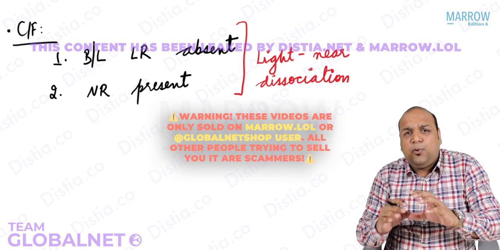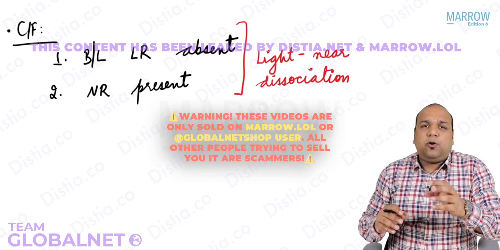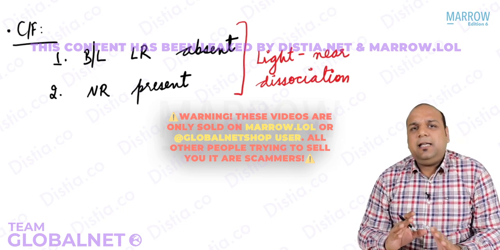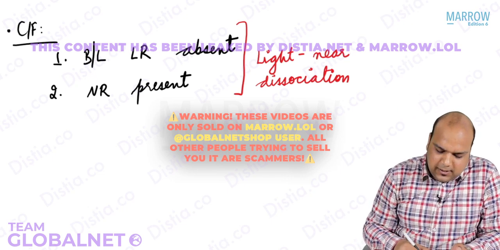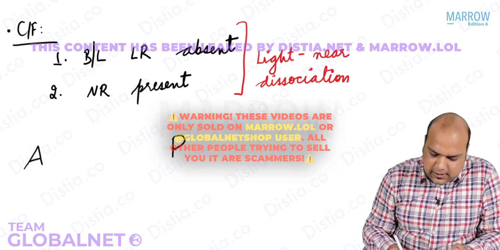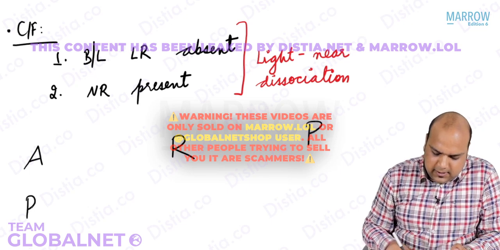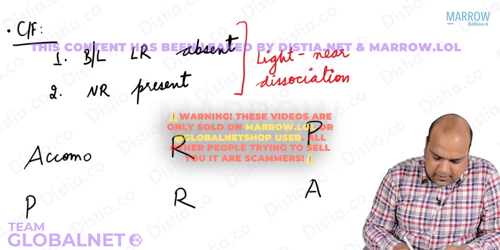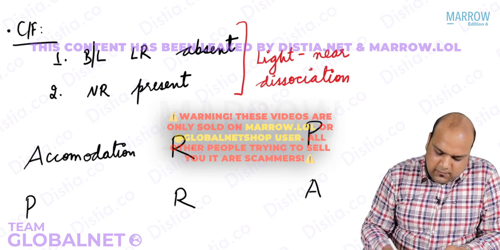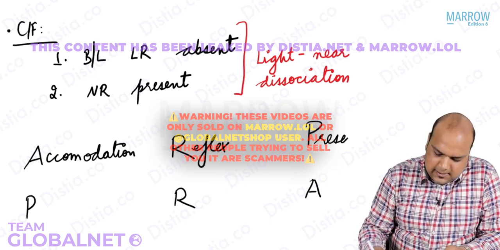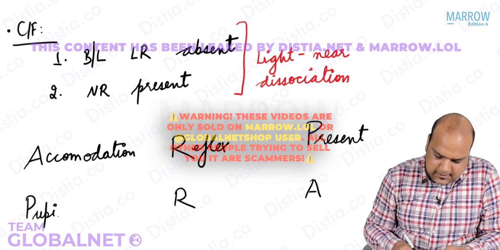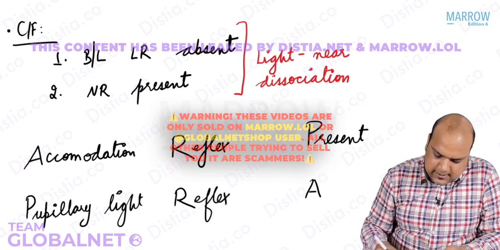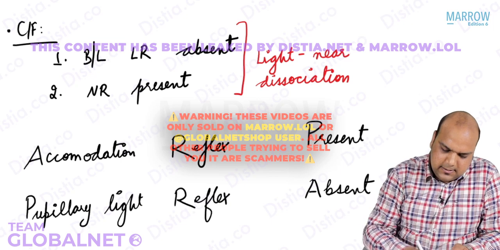Light near dissociation: normally both these reflexes should either be present or both should be absent. In this case, light reflex is absolutely absent and near reflex is present, which is usually learned through a mnemonic. The mnemonic is the name of the disease, ARP, and when you reverse it, it becomes PRA. What does it mean? A for accommodation, the main part of near reflex. So we are saying accommodation reflex is present, but the pupillary light reflex is absent.